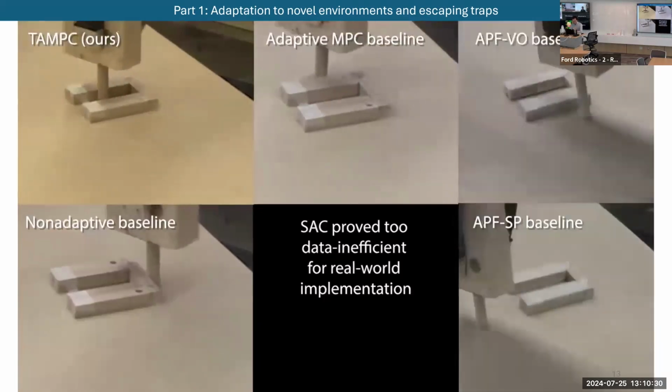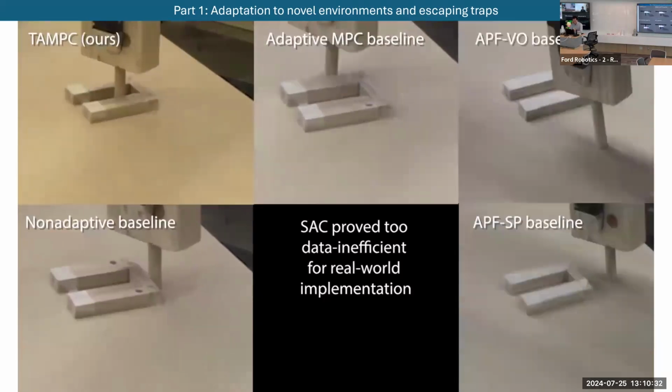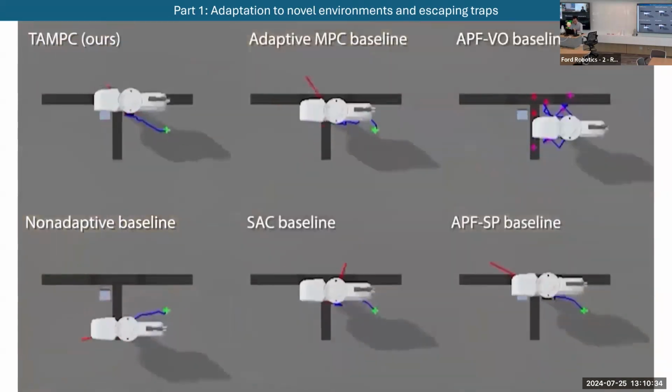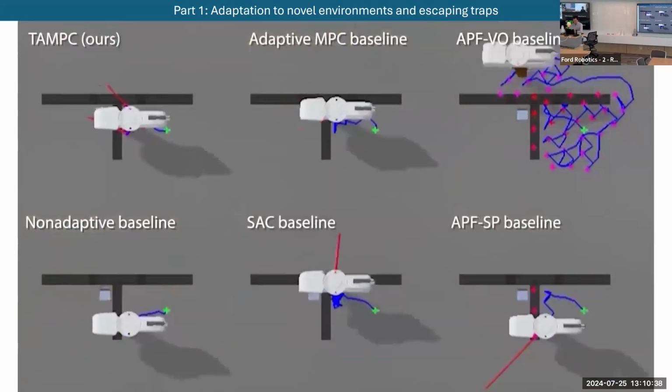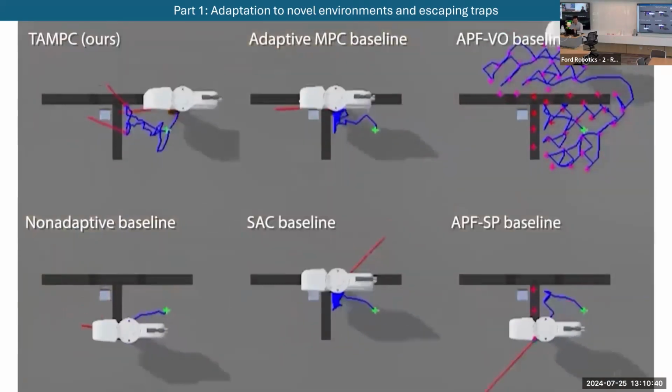We compare this against some baselines that also reason about traps, but we see that in many cases, because they don't actually dynamically adjust how they deal with traps, they can actually block themselves out of reaching the goal.